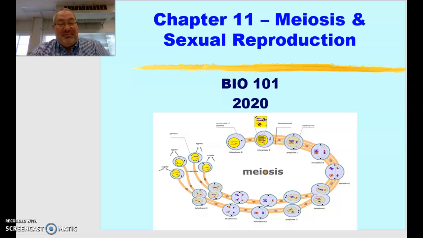Good morning. I'm continuing on with cell reproduction. I'm going to finish up going over chapter 11, talking about the two divisions of meiosis. And then we're going to compare meiosis with mitosis and move on from there to talk about Mendelian inheritance, how different traits or characteristics can be inherited through this process of cell reproduction.